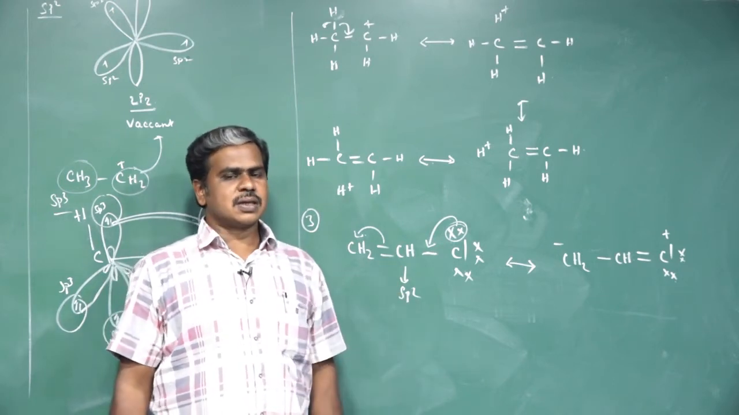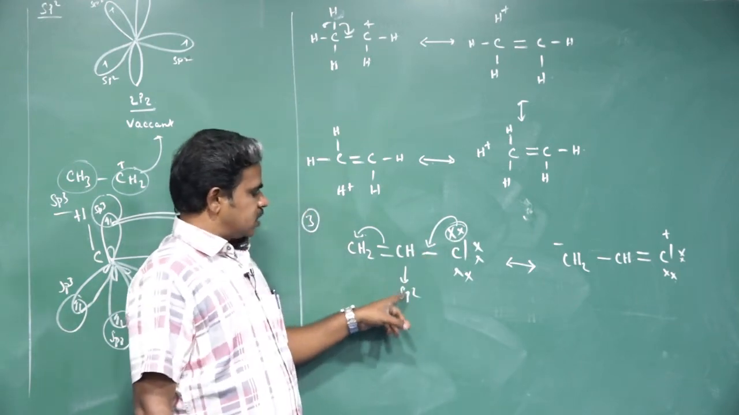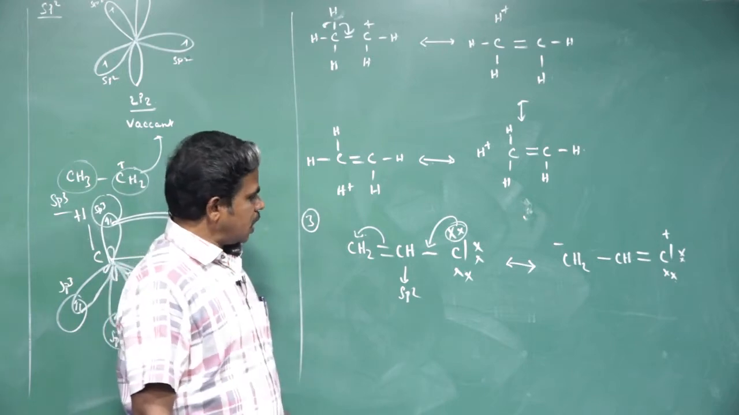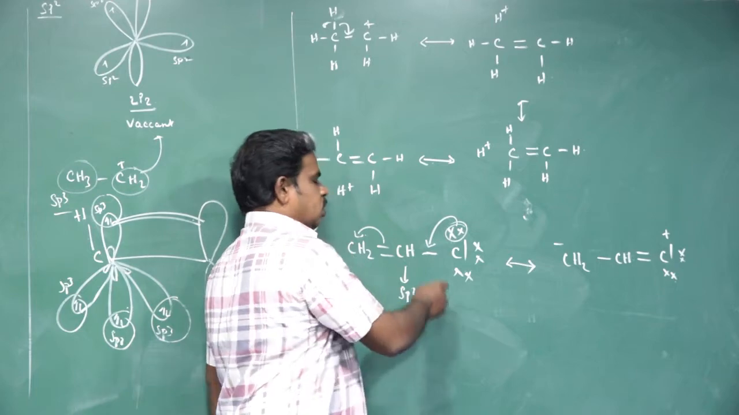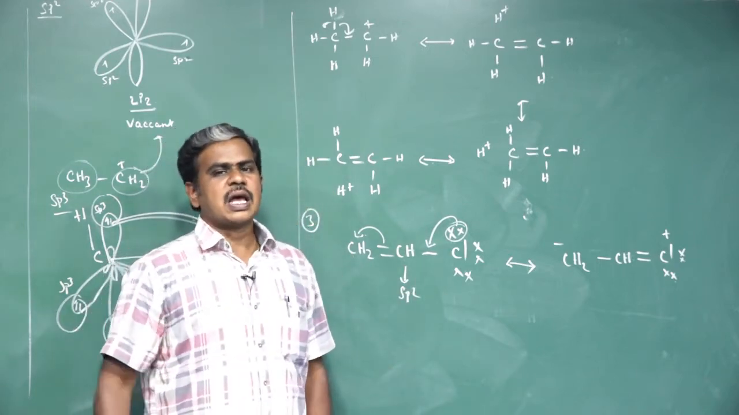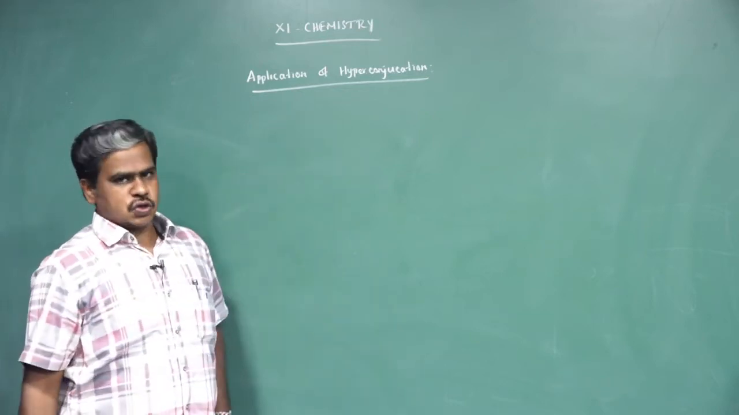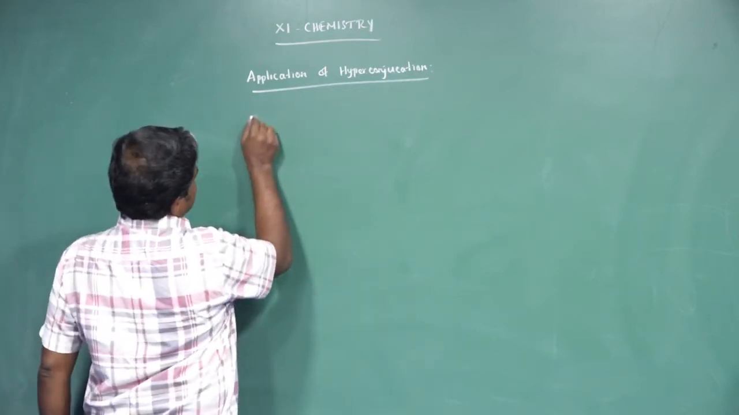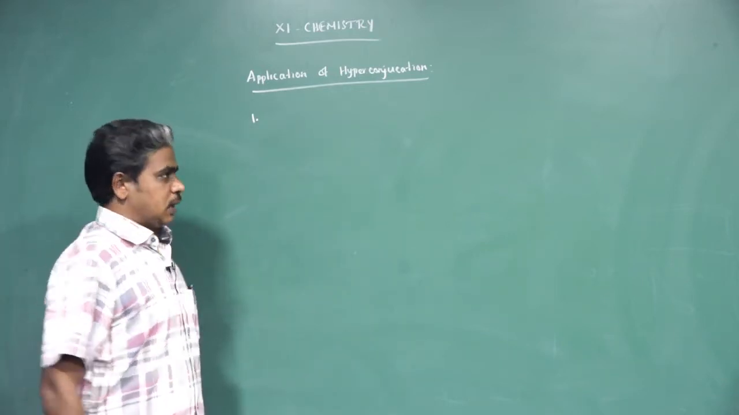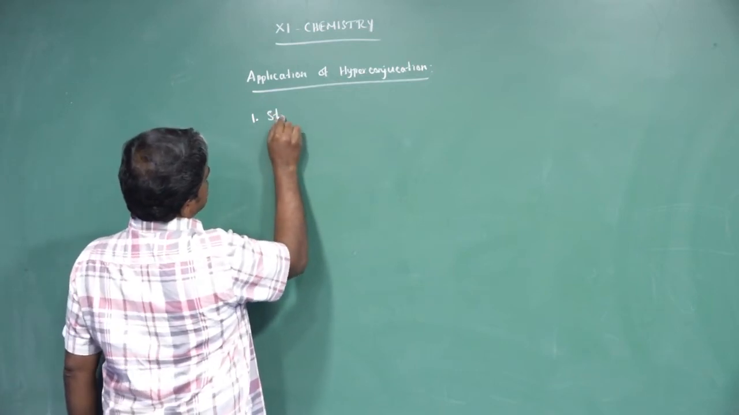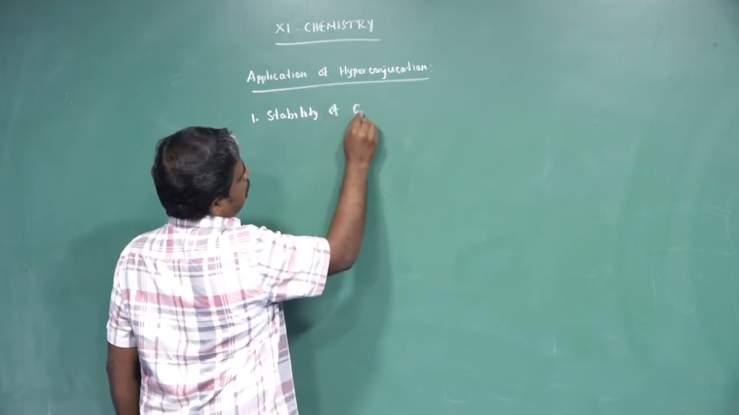So the first condition, sigma bond undergoes delocalization with sp2 hybridized carbon, or lone pair may undergo delocalization with sp2 hybridized carbon. Then it is known as hyperconjugation. Now the applications of hyperconjugation, and the first application: it gives the stability of carbocation.